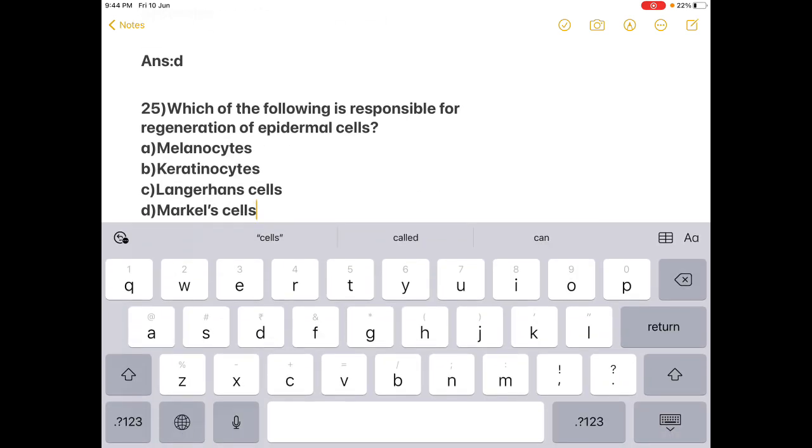Next question. Which of the following is responsible for regeneration of epidermal cells? Option A melanocytes, option B keratinocytes, option C Langerhans cells, option D Merkel cells. The correct answer here is B, keratinocytes. Please kindly read in detail about melanocytes because it's a commonly asked question related with melanin. Langerhans cells are also very commonly asked questions. Merkel cells also. Kindly read in detail. If you are preparing for any upcoming exams, especially NORCET, kindly go through all this.